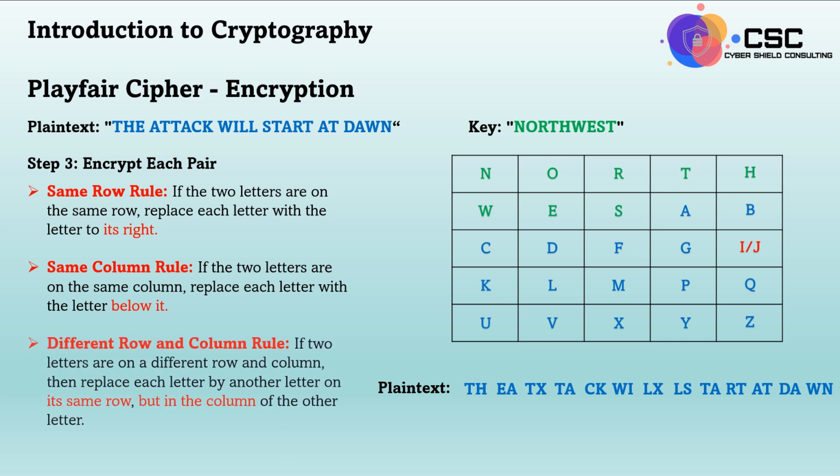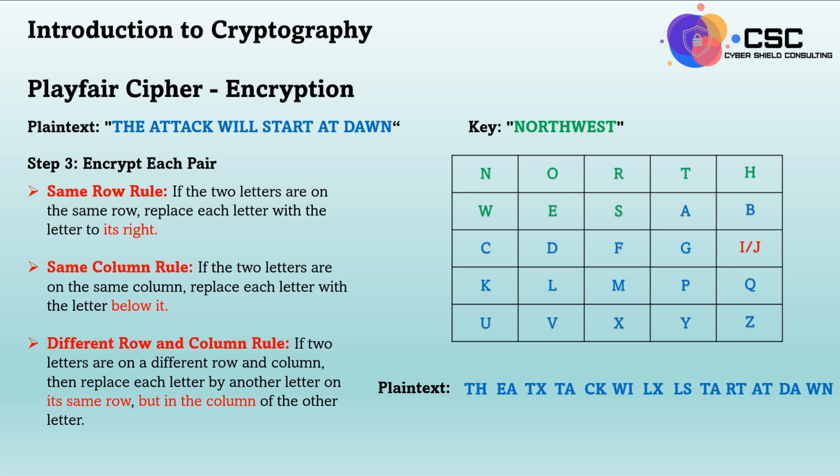Different row and column rule. If two letters are in different rows and columns, then replace each letter by another letter on its same row but in the column of the other letter. Let's see how this works by looking at the plain text and encrypting one pair at a time. So if you look at the plain text, TH, and let's do this one at a time. Let me bring the pointer because we might need this for illustration.